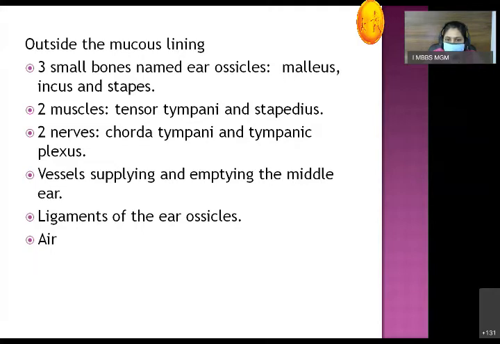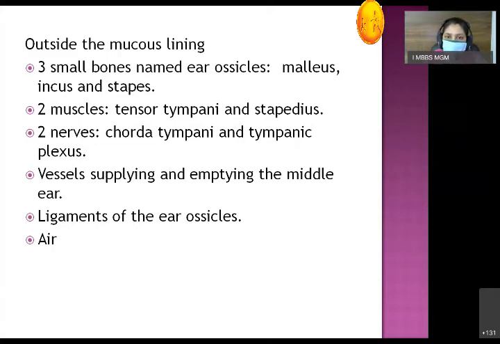Then the vessels supplying the middle ear, the ligaments of the ear ossicles, and the air. The main content is the air. So these are the contents of the tympanic cavity.